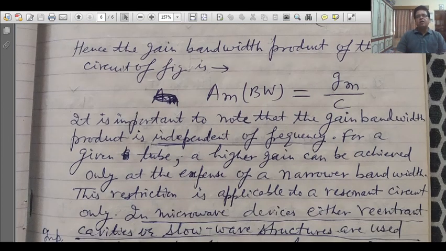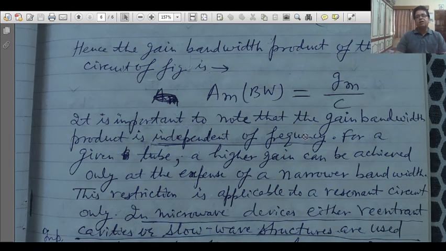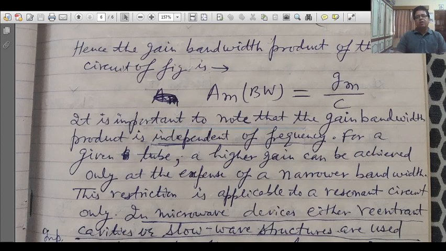What we note here is that the gain bandwidth product is independent of frequency. Gain bandwidth product is independent of frequency. For a given tube, a higher gain can be achieved only at the expense of a narrower bandwidth. If we want higher gain, then a narrower bandwidth condition should prevail.